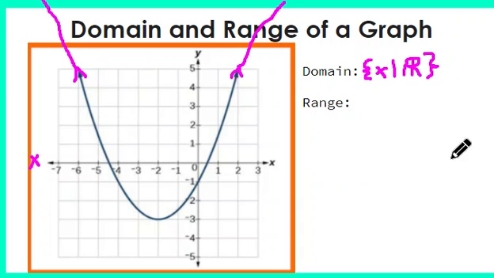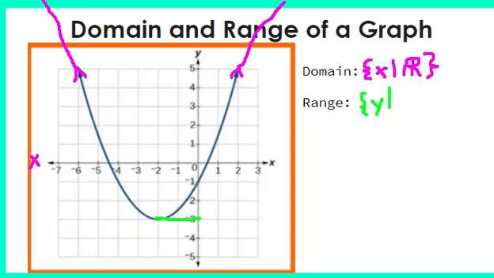Okay? If I'm looking for my range, I know my range is my y values. So I'm going to start down here, and I see that this parabola, this curve, starts right here at negative 3. That's where the lowest point is, right? It dips down, stops at negative 3, and then goes right back up again. So the smallest y value it could be is negative 3.